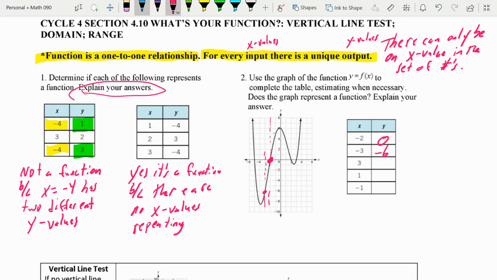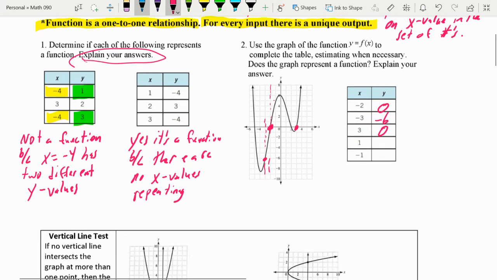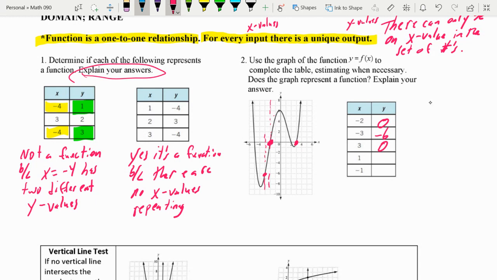What about 3? There's 3 right here, right? Where is it crossing? Let me stop making a big mess of everything. It's crossing at 0. What about 1? 1 is about right there. It crosses at 3.5. If I'd blown this up a little bit, it would probably look a little better, but I was trying to fit everything on here.